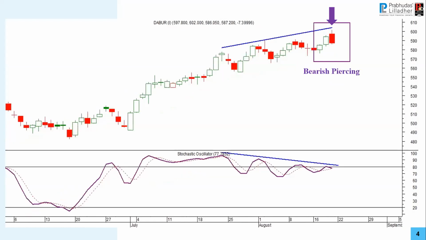Second is the bearish piercing, which we also call the dark cloud. Have a look. This is what I'm talking about, Dabur. It is also showing a negative divergence. The stochastic is below 80. The bearish engulfing. So what will you do? The stop loss is the highest high, somewhere around 600 levels. And if this trade goes right, you will see this stock going to 570 to 560, which gives you a favorable risk reward ratio also.